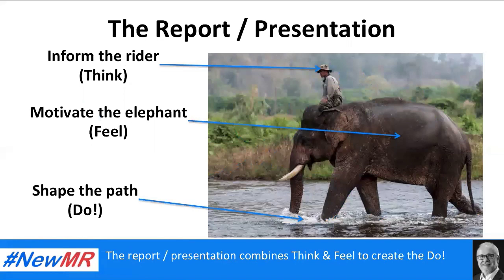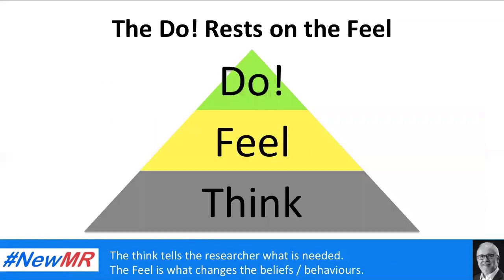But when we come to try to convince the client, to persuade the recipients of the message to take the actions that will lead to the do, we need to tackle all three elements. We need to inform the rider. We need to motivate the elephant, and we need to shape the path. The do rests on the feel. It's the feel that will make people change their behavior. The feel is driven by the think.